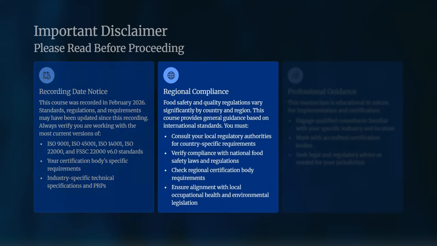Another disclaimer is for regional compliance. Food safety and quality regulations vary significantly by country and by region, so this course provides general guidelines based on international standards. For that reason, you must consult your local regulatory authority for country-specific requirements, verify compliance with national food safety laws and regulations in your country, check the regional certification body requirements applicable to you, and ensure alignment with your local occupational health and safety and environment legislation.